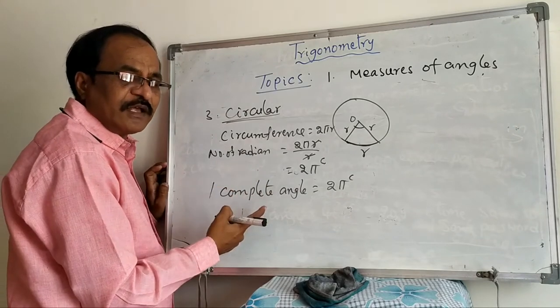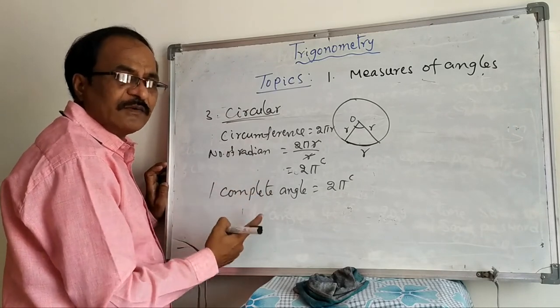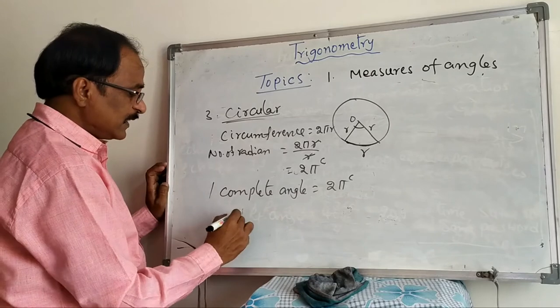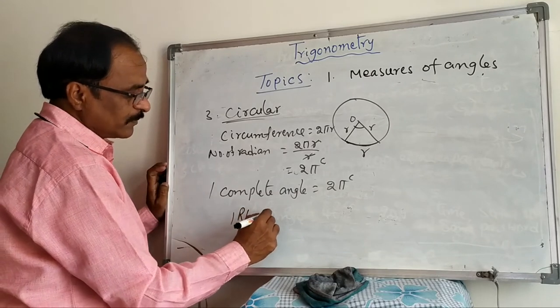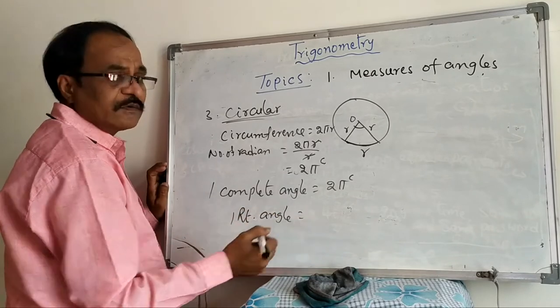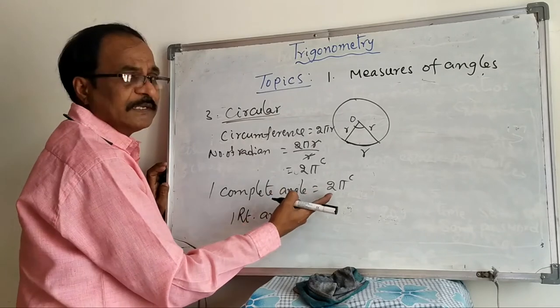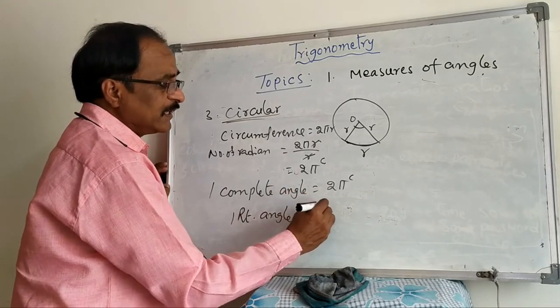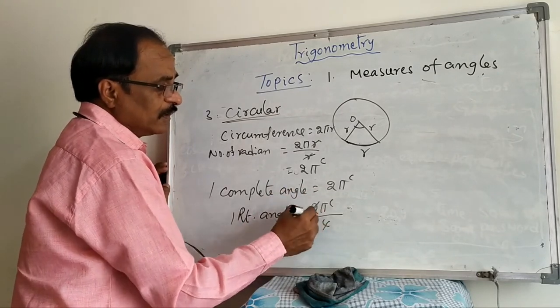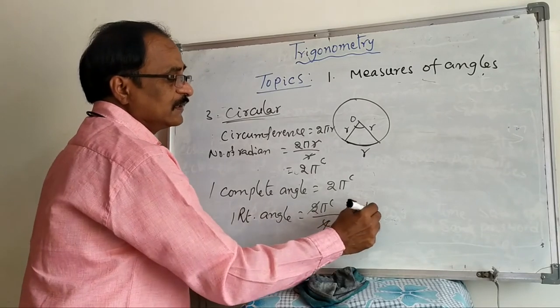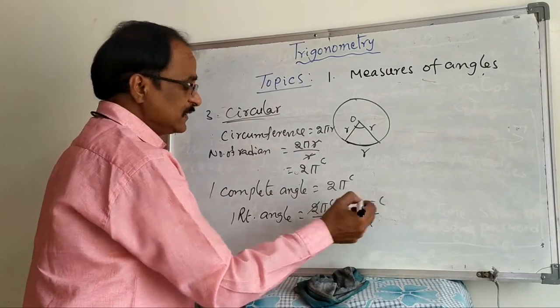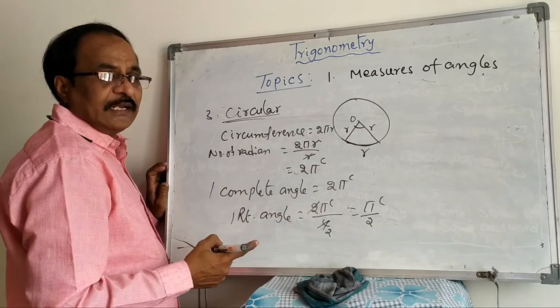Similarly, 1/4 of the complete angle is equal to a right angle. So one right angle is equal to 1/4 of the complete angle. The complete angle is 2 pi radians divided by 4, 2 ones, 2 twos, that is pi by 2 radians. This is one right angle.